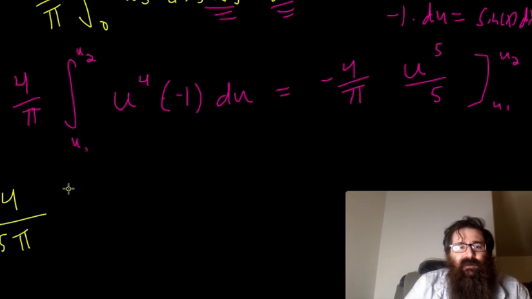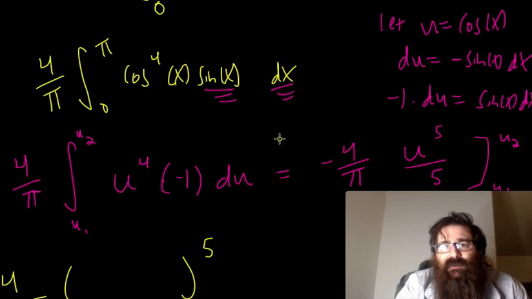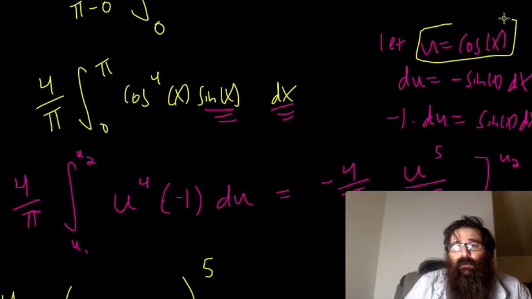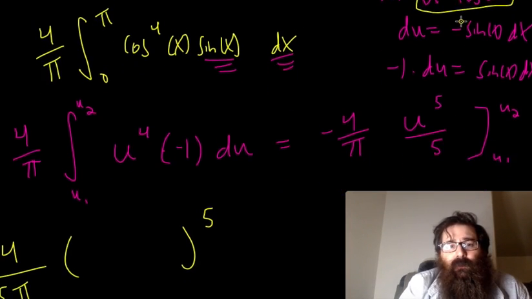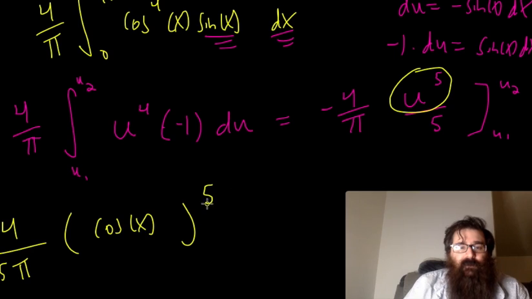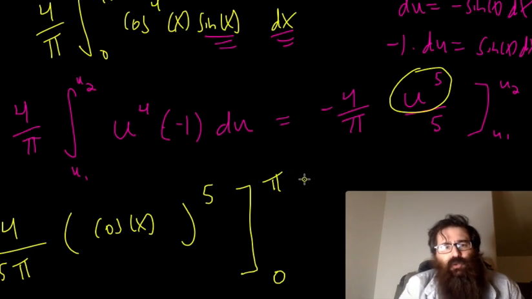And instead of u to the 5th, what did I say u was? I said u was cosine of x. So I'm going to back substitute. I'm going to re-replace u by cosine of x. So instead of this u to the 5th term here, I have cosine of x all to the power of 5. And as soon as I do that back substitution, I return to my old bounds on x, which were from 0 to pi. So it isn't so bad.